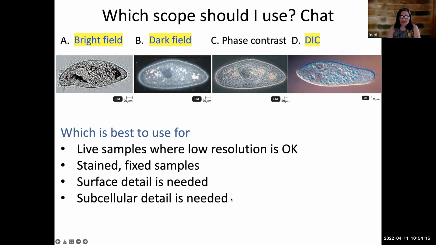If we do need to see inside the cell, especially if we need to see inside of a live cell, we do actually need some resolution. We can't dispense with it. We could do phase contrast.